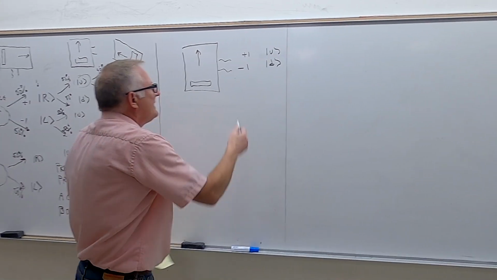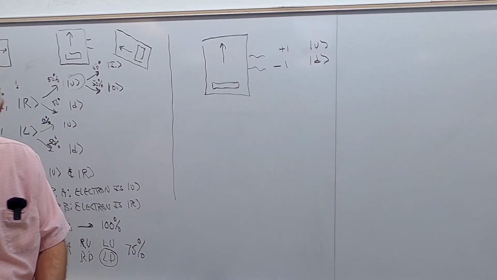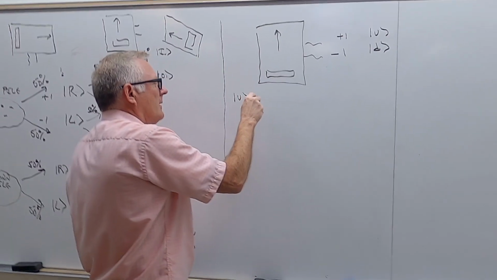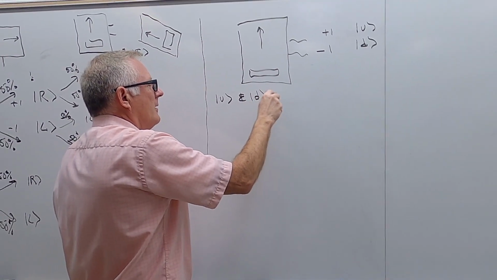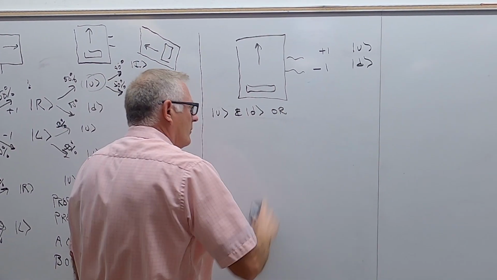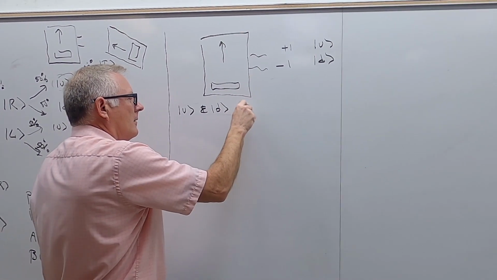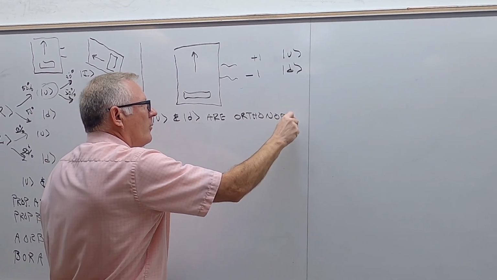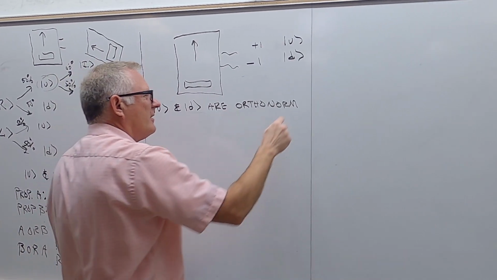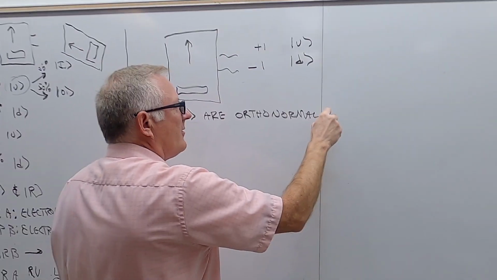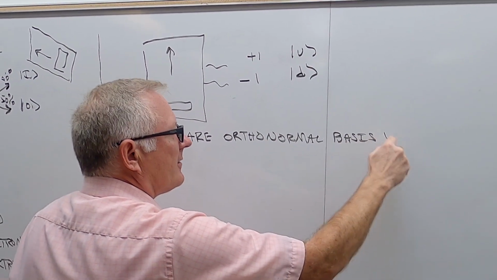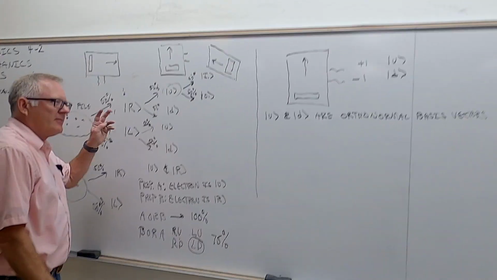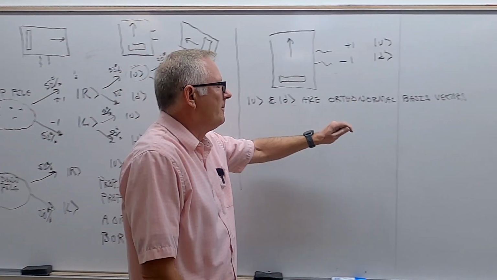Now, these up and down are actually our orthonormal basis vectors. We already know they were normalized, but they're also orthonormal basis vectors. We'll see later that same with right and left and in and out, but right now we're just going to deal with up and down. These are orthonormal.